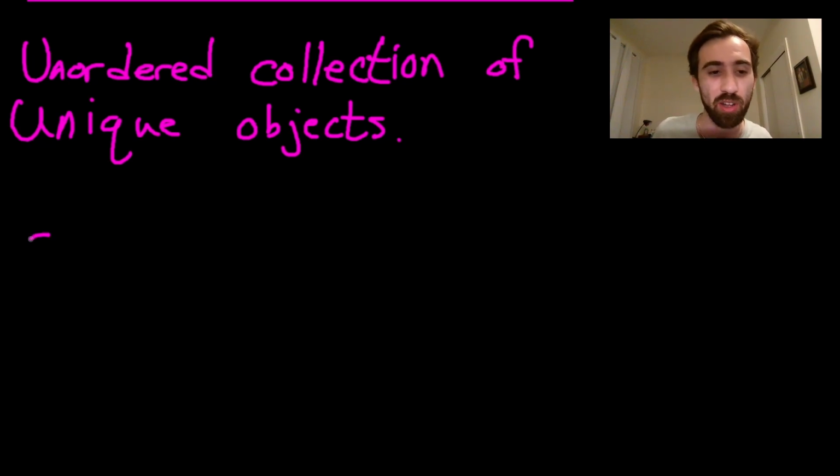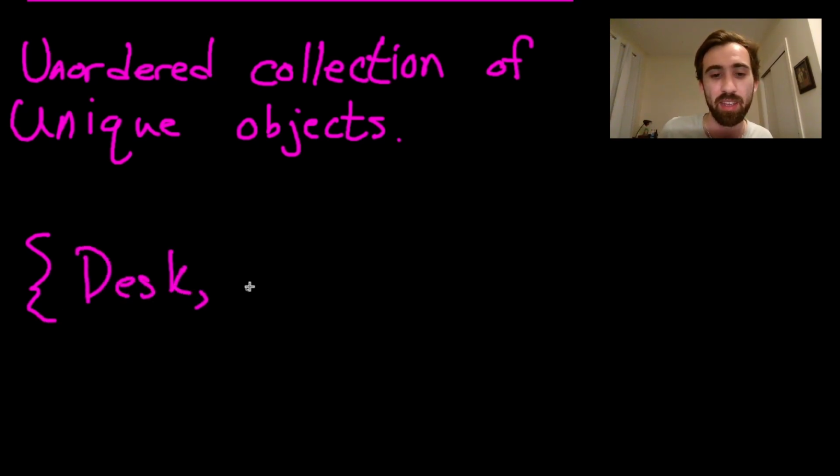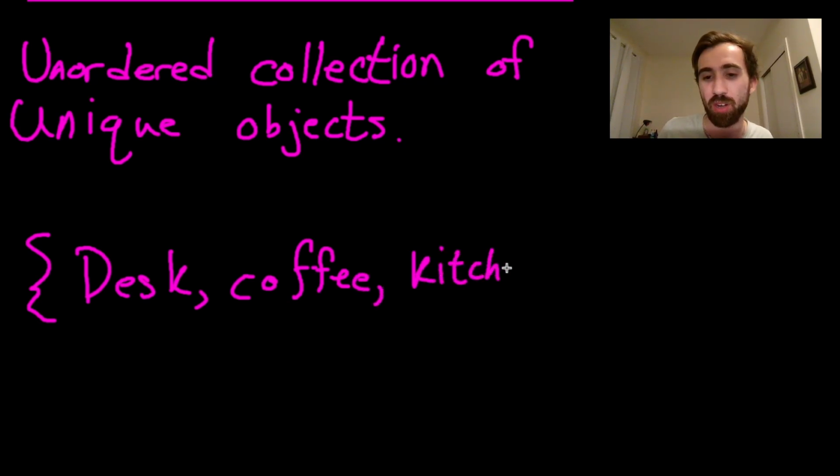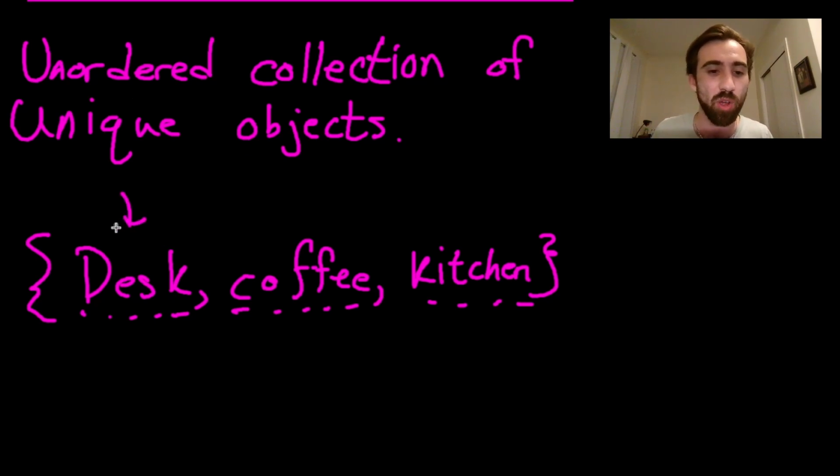The desk that I am currently on, I have a coffee table in my apartment, and I have a kitchen table in my apartment. And this is an unordered collection of unique objects because each of these objects only appears once within our set. The collection has no order. There is no first table. Either the table is inside of our collection of objects or not inside of our collection of objects. And that's about it, actually.